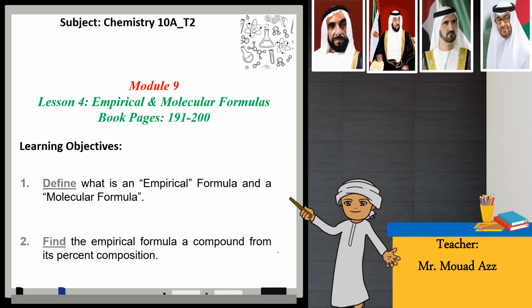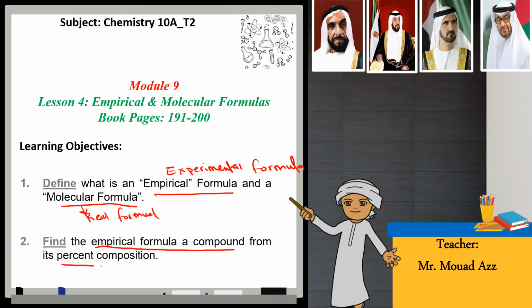So we will define something called empirical formula and molecular formula. All right, we'll see what's the difference between both. So molecular formula is the molecular formula, or the real formula. Empirical formula is the experimental formula, okay? And we will learn the steps and how to find the empirical formula of a compound from the percent composition, okay? So we're talking about compounds here.